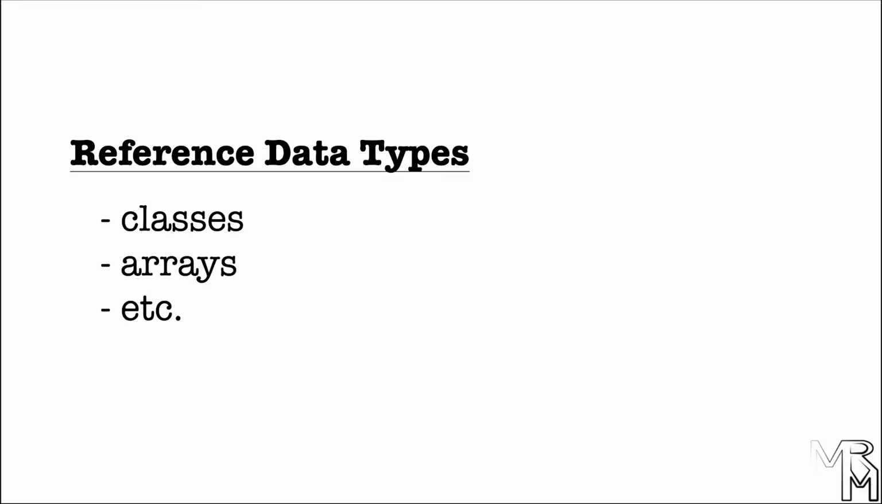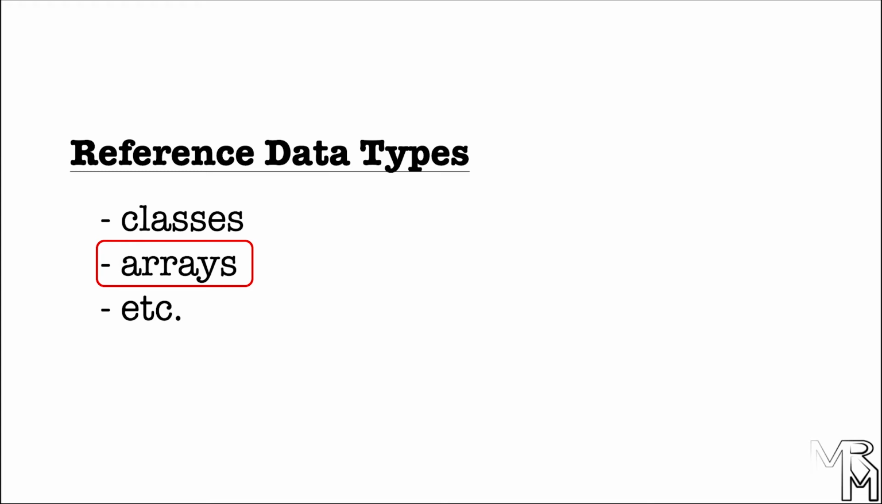Remember that in the previous video I mentioned that all classes are reference data types, but not all reference data types are classes. In addition to classes, there are other kinds of reference data types. One of them is arrays. We did use arrays in the basics of programming with C video series. So if you don't know or don't remember what an array is, please refer to that video series.